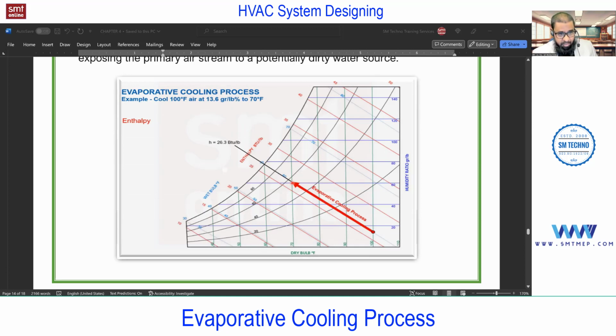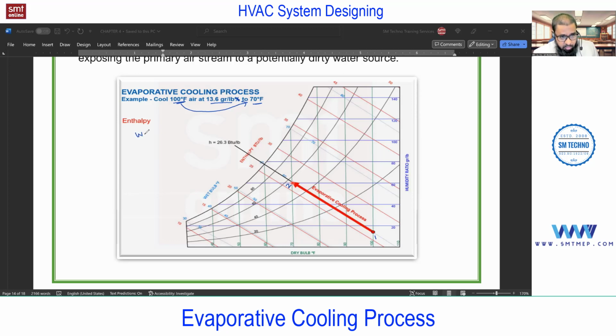You see, so what will happen at the time of evaporative cooling? We'll check this. You see, this is point 1 and this is point 2. So the point 1 condition you can find here in an example: 100 degree Fahrenheit, air at 13.6 grains per pound of dry air, to 70 degree Fahrenheit. Ignore this percentage. You see, I'm interested to decrease the temperature from 100 degree Fahrenheit to 70 degree Fahrenheit with the evaporative cooling. So first we'll check this wet bulb temperature.